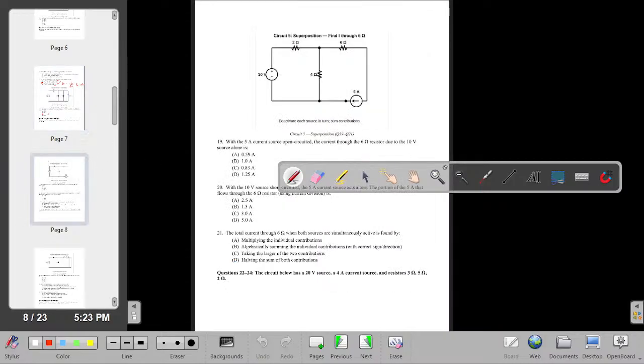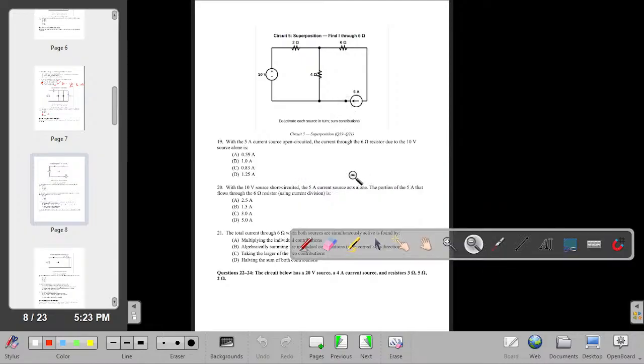Look at our circuit here. Here's the circuit which they are talking about, and we have two sources. We have a current source, we have a voltage source, and we have 4 ohm, 2 ohm, and 6 ohm. With the 5 amps current source open circuited, the current through the 6 ohm resistor due to the 10 volt source alone is a perfect problem in superposition theorem.